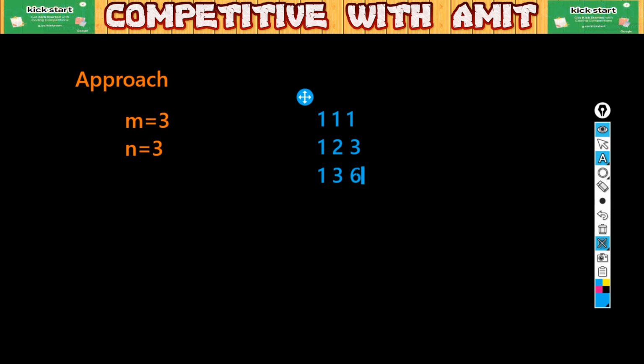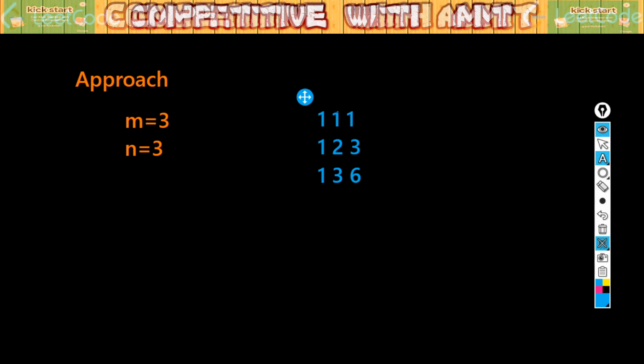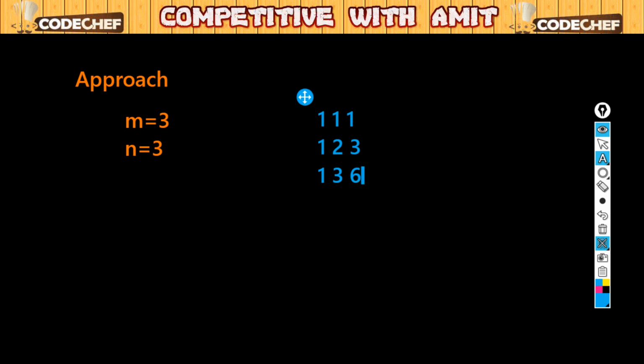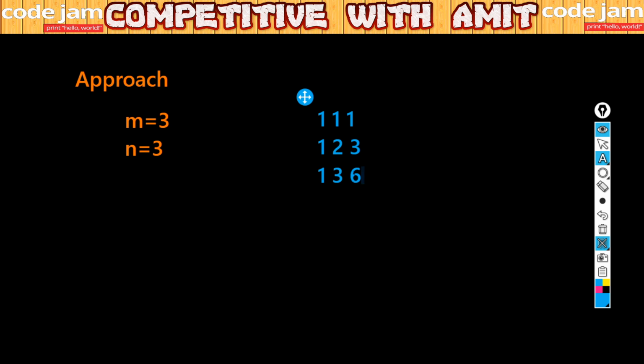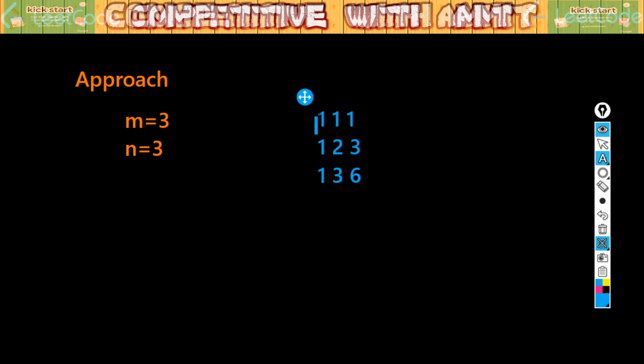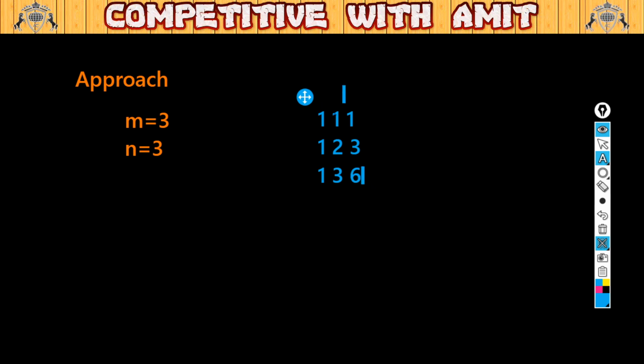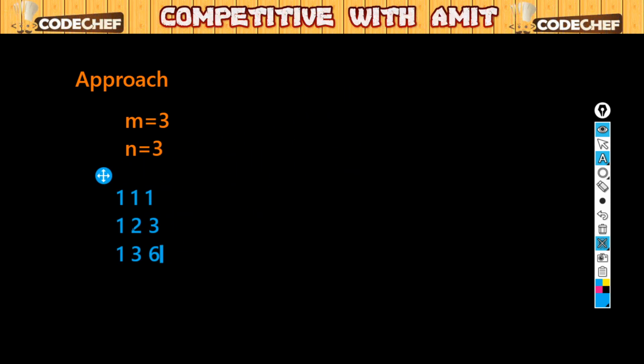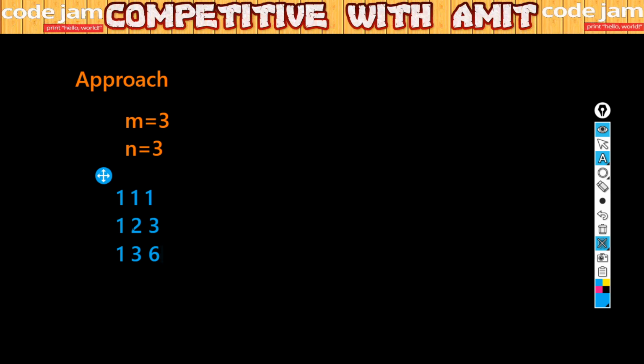Now what do these elements represent? This 1 represents the number of moves required to go from 0,0 to 0,0. This represents from 0,0 to 0,1. This represents 0,0 to 0,2. This 6 represents the number of possible paths from 0,0 to 2,2. So this is the matrix which we form using DP's logic. Now we will see how to implement this in code, and then we will submit our solution.